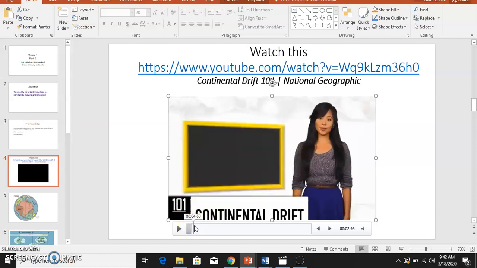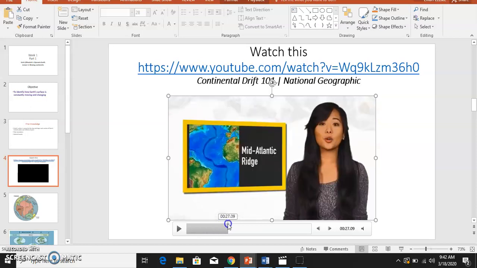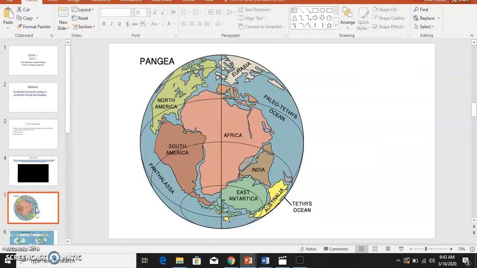Before, it was just like one globe, but as they keep moving, turning up and down, it results in the motion, the different shifting apart of the continents. Now let's go ahead and see some good images to help us understand this lesson.